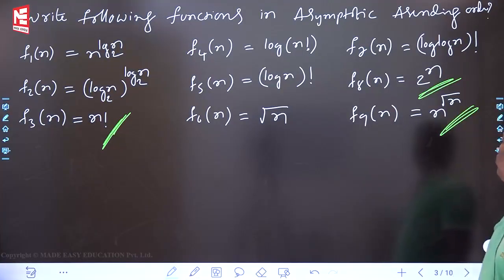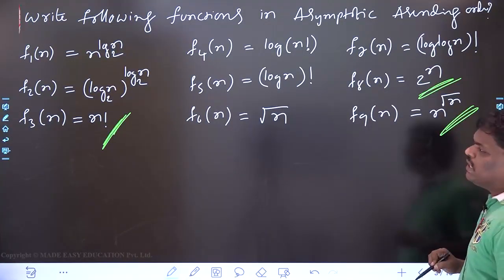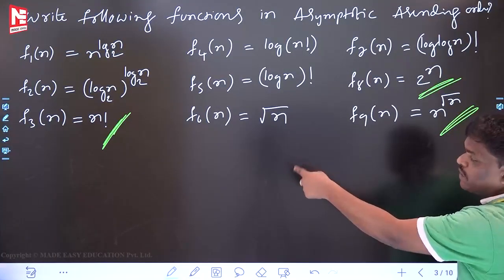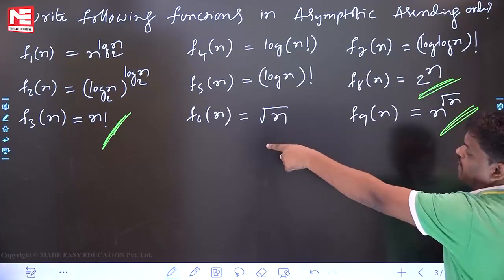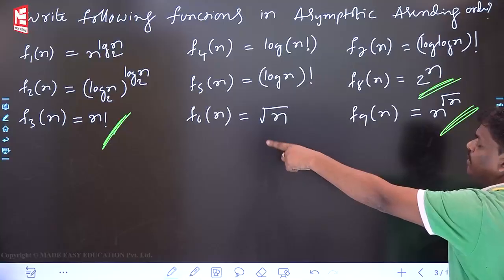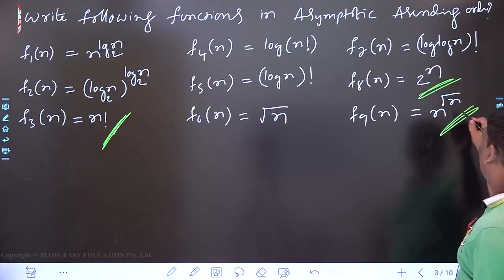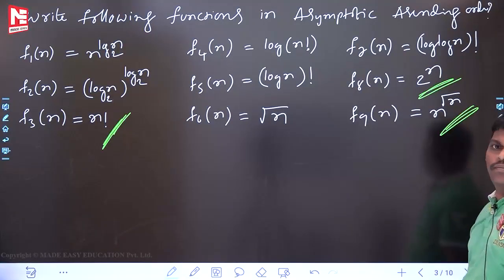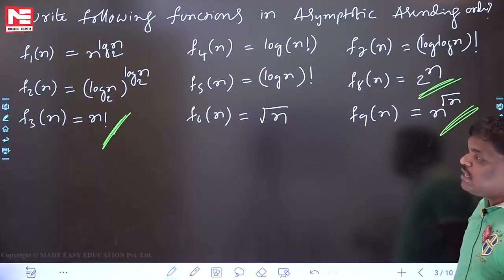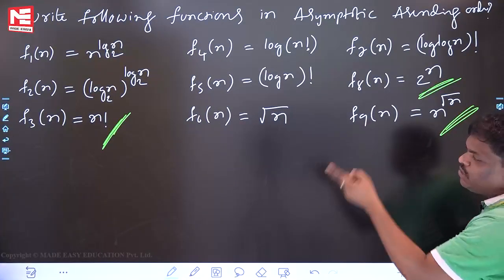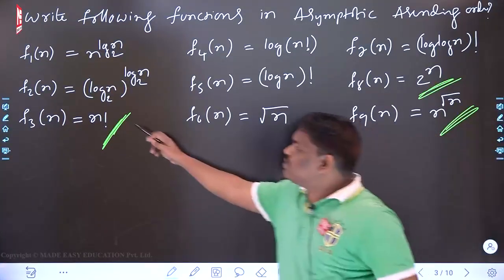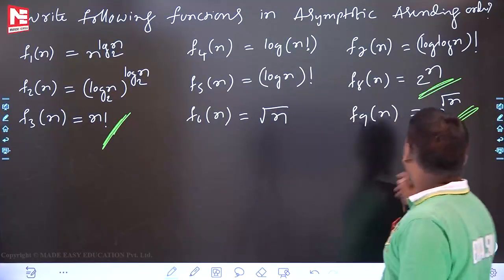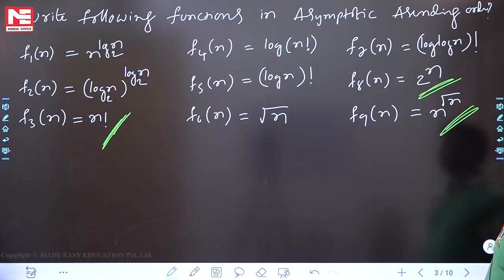N factorial and n power root n, who is bigger? N factorial. What is the reason? In n factorial, you are multiplying n into n minus 1 into n minus 2, n times. But here you are multiplying only root n times. In n factorial, the numbers decrease a little bit, it's okay, but it is multiplied n times, whereas this is multiplied only root n times.